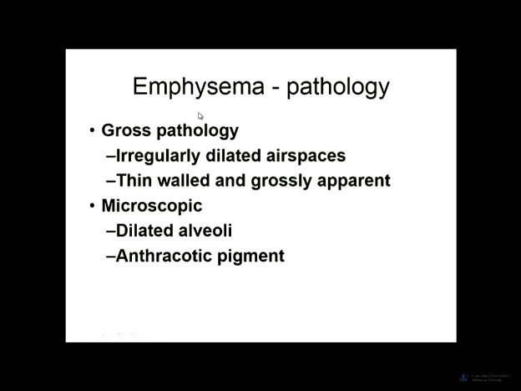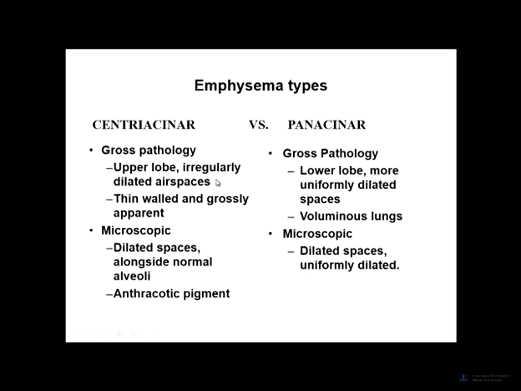Okay. All right, so gross pathology, irregularly dilated air spaces. They're thin-walled and grossly apparent, microscopically dilated alveoli. And certainly in central lobular emphysema, you'll see the anthracotic pigment from the cigarette smoking. And certainly if a patient with panacinar emphysema smokes, you'll see it there too, but they don't have to smoke to have emphysema. It certainly accelerates their disease if they do. So again, in contrast, centriacinar versus panacinar: upper lobe predominance grossly in centriacinar and upper portions of the lower lobe, thin-walled and grossly apparent, irregular spaces. Again, histologically, just dilated spaces, anthracotic pigment.